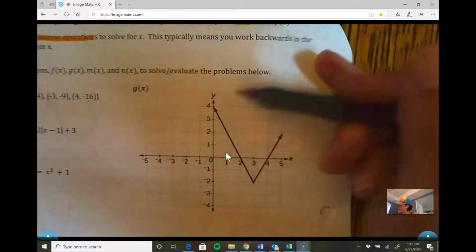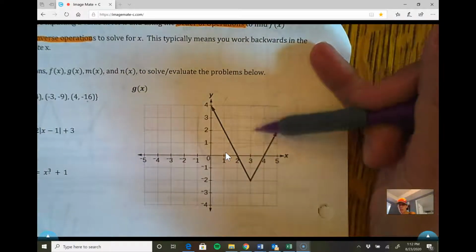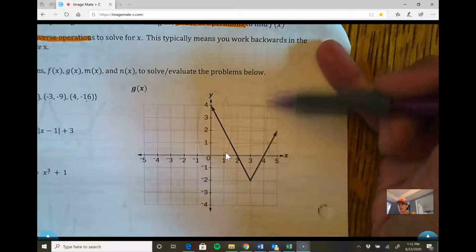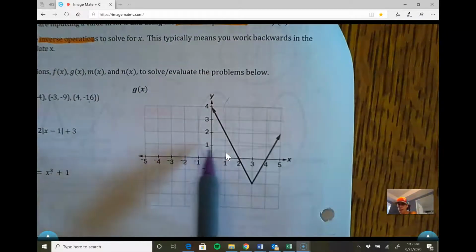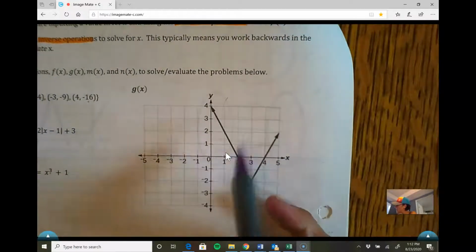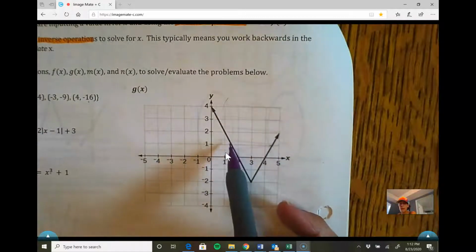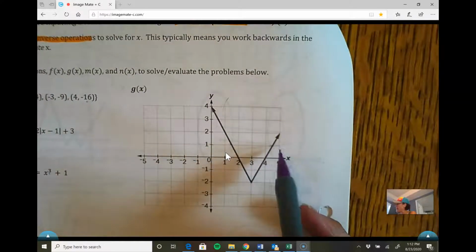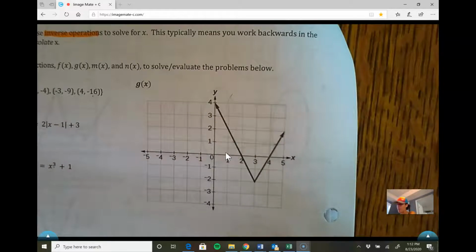Now this is a function because it passes the vertical line test. Remember how it hits the shape once? Every time I draw a vertical line, that's a function. But it's not a one-to-one function because it fails the horizontal line test. It hits it twice, here and here, which means that the y value for this point and the y value for this point are the same. And in order to be a one-to-one function, all the y's have to be different.